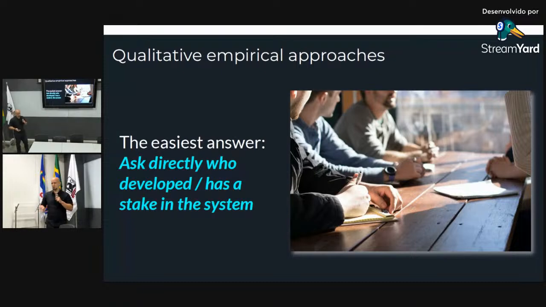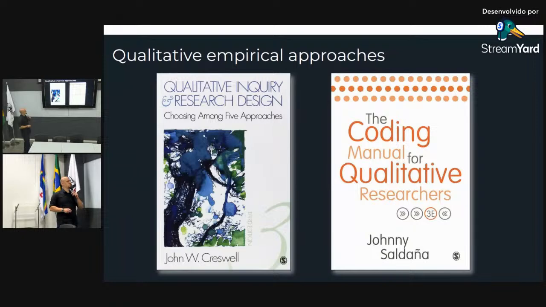So each research question has its own research approach, which is best fitted. And this is where qualitative empirical approaches come into play. There are two books which are very good entry points for qualitative empirical research: Qualitative Inquiry and Research Design. This is, I think, the third edition. There is a fourth which came out.